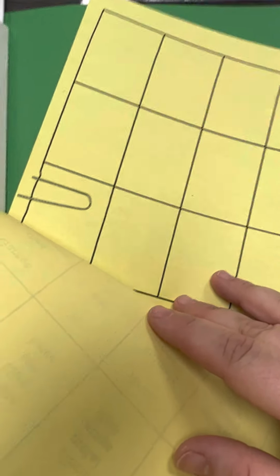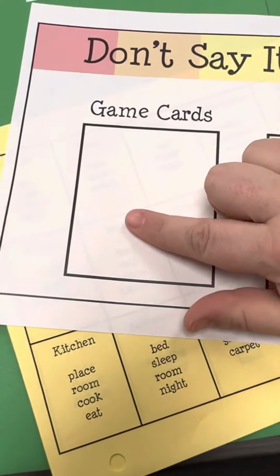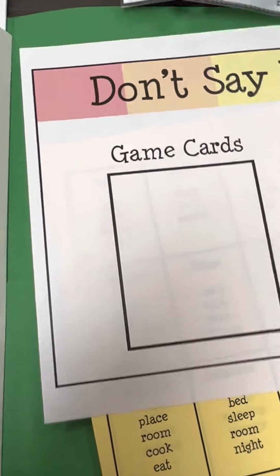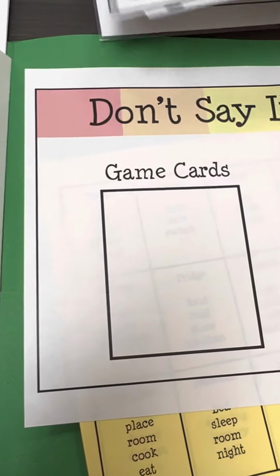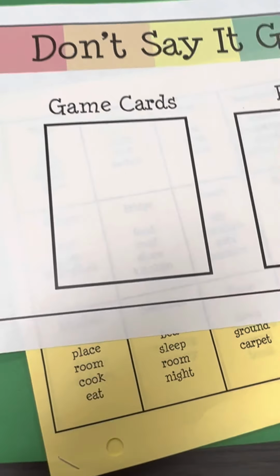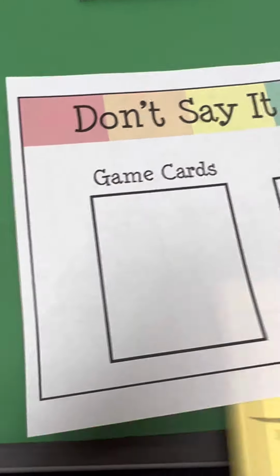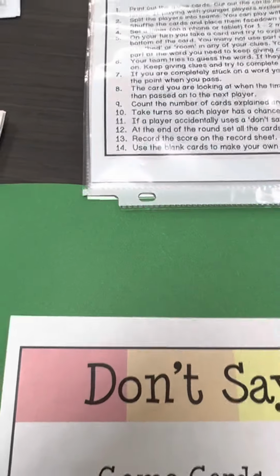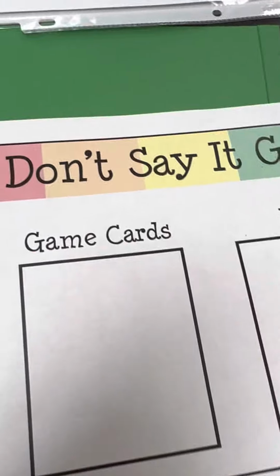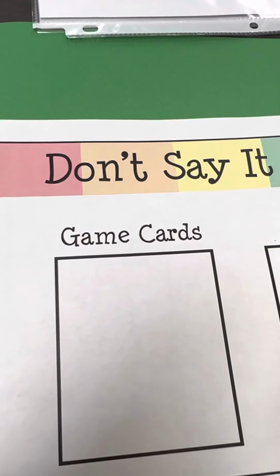So you're going to cut all of these out. You will lay them face down on your game card section here. And you can set a timer or you can do it without a timer. It depends on you and your family, however you want to do it. You have rules to kind of guide you, but you don't have to stick to those rules. That's the fun thing. This game is like taboo.